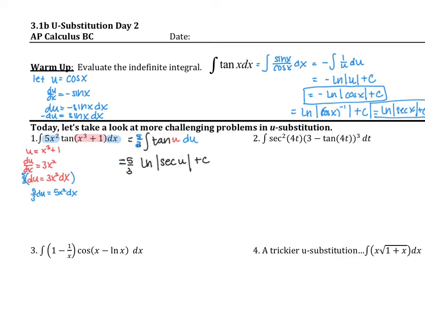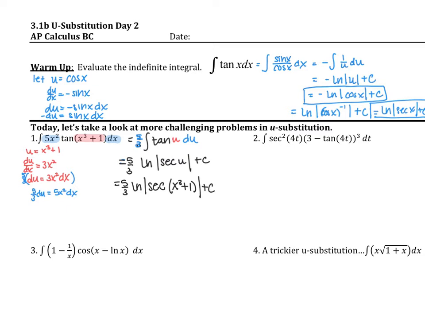Now let's replace what u represents. So we have 5/3 natural log of the secant of u, which was x cubed plus 1, plus c. All right, you ready to try another one that's very similar?